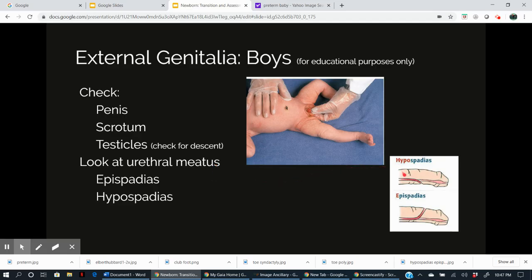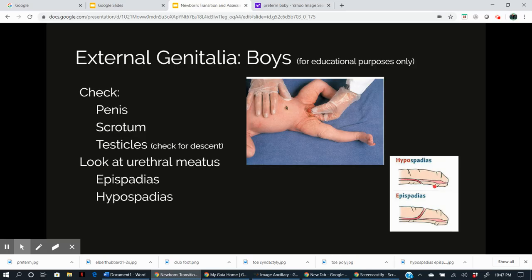There are variations, and these are not normal variations. These are things that require correction. We have hypospadias here in this picture, and that is when the urethral meatus is on the dorsal side of the penis. So there's a urethral opening here, somewhere on the shaft of the penis.